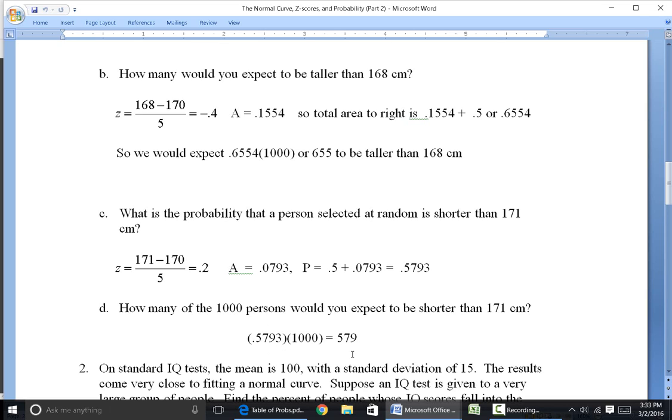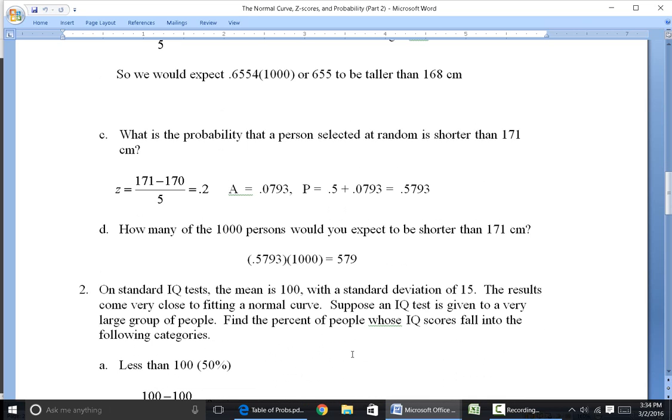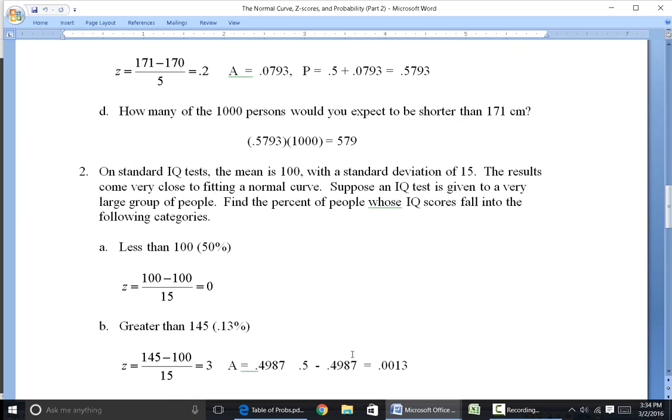Okay, so we've talked about IQ scores already and so forth. This is an example of that. On a standard IQ test, the mean is 100 with a standard deviation of 15. The results come very close to fitting a normal curve. Suppose an IQ test is given to a very large group of people. Find the percent of people whose IQ scores fall into the following categories.